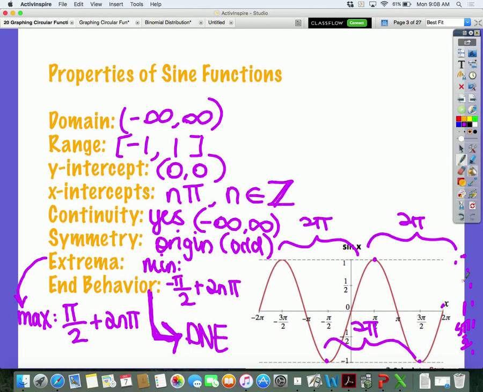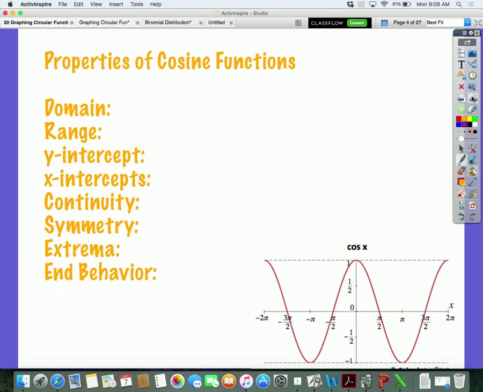Questions? All right. Let's look at cosine. We talked about cosine. What's the domain? Negative infinity to infinity. What's the range? Negative 1 to 1. Brackets or parentheses? Brackets.